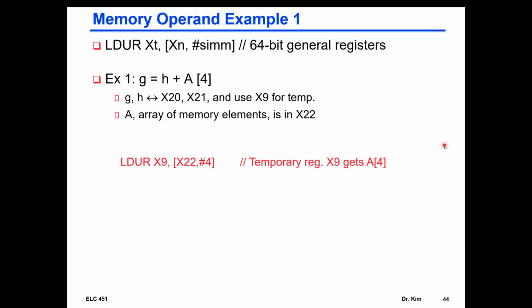So here, to compile that expression, G is equal to H plus A of 4, first we need to bring that member of the array. So we said that the base address of the array was in register 22, and then we could say displaced by 4. So we're going to see that that's wrong.